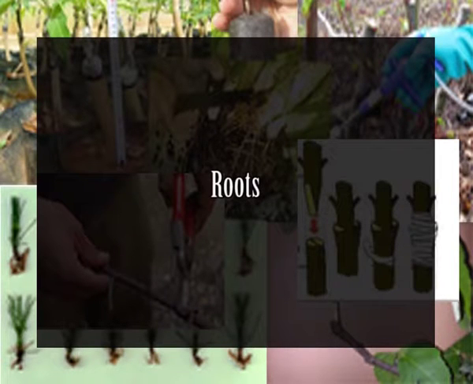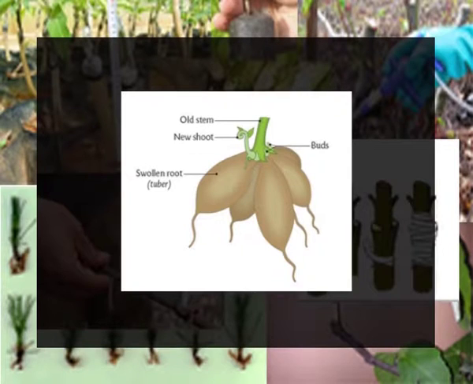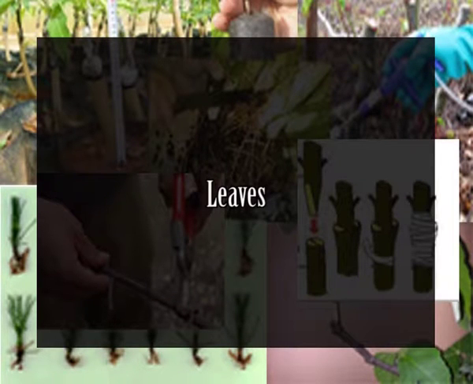Next is the root. New plants grow out of swollen modified roots, which we call tubers. Buds develop at the base of the stem and then grow into a new plant. Leaves. Leaves of some plants grow into a new plant when they become detached from the parent plant. Other plants grow small plants called plantlets on the edge of their leaves, for example, Bryophyllum. Other vegetative organs which carry out natural method of propagation include bulbs, corms, tip layers, etc.